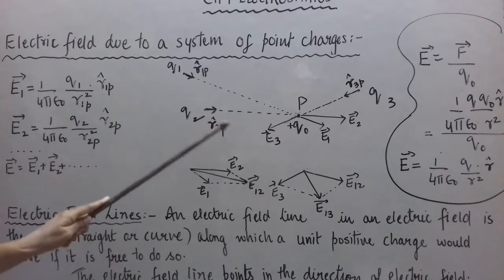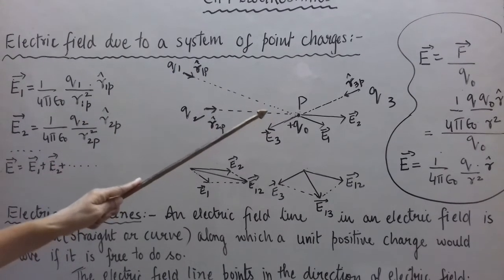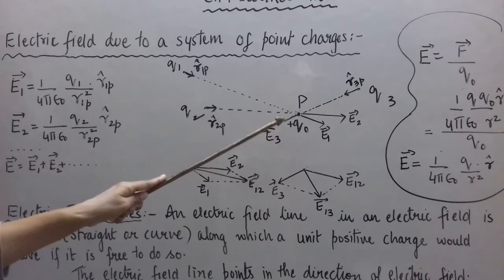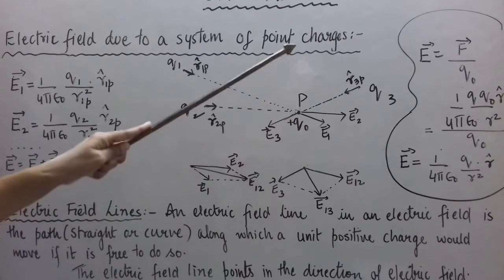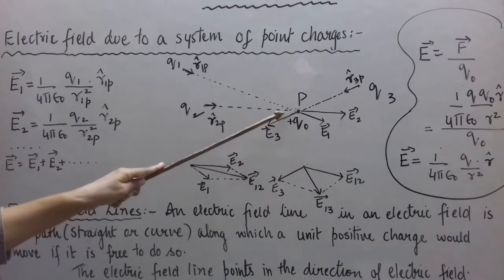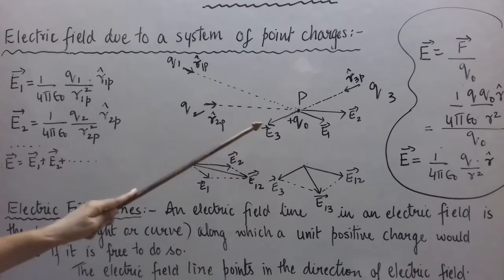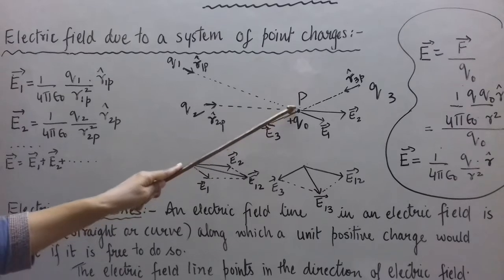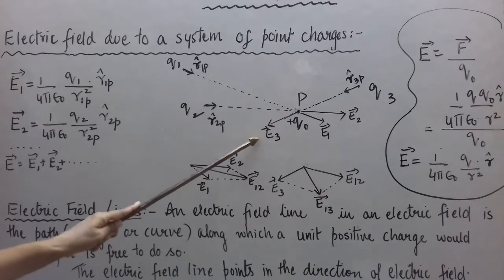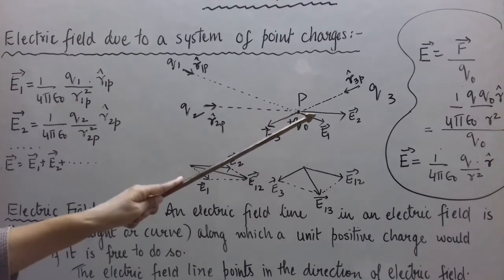Now in this case, to find the electric field value at point P, imagine that you have brought a test charge plus Q naught at this point. And then proceeding in that manner, we can find out first electric field E1 due to this charge Q1. Then E2, electric field at this point P due to this charge Q2, and similarly we can find out E3 bar, which is electric field at point P due to the charge Q3.